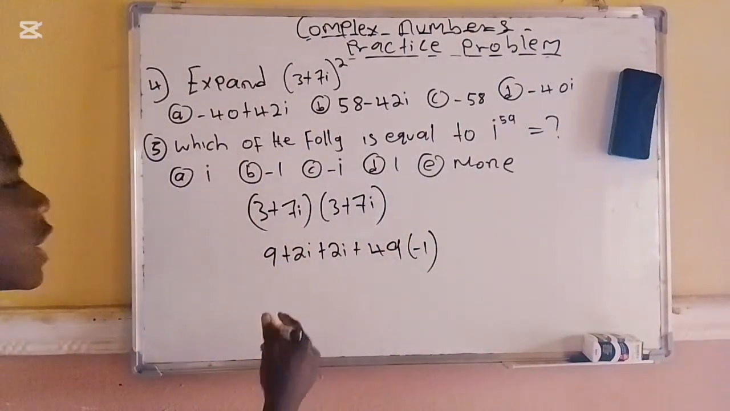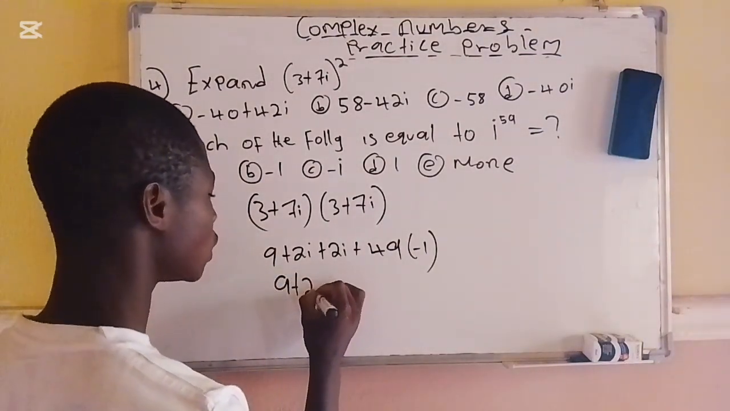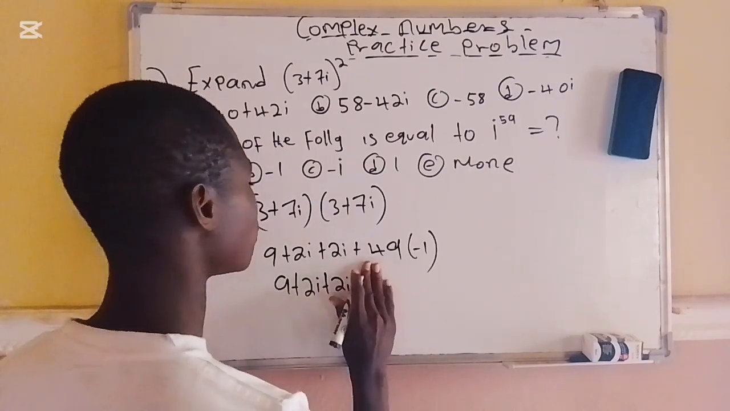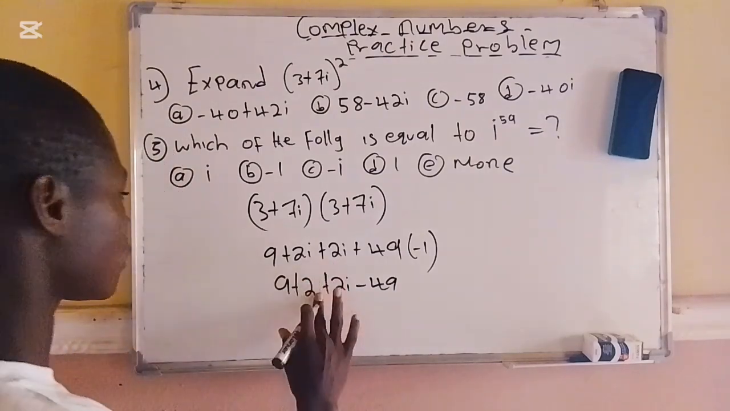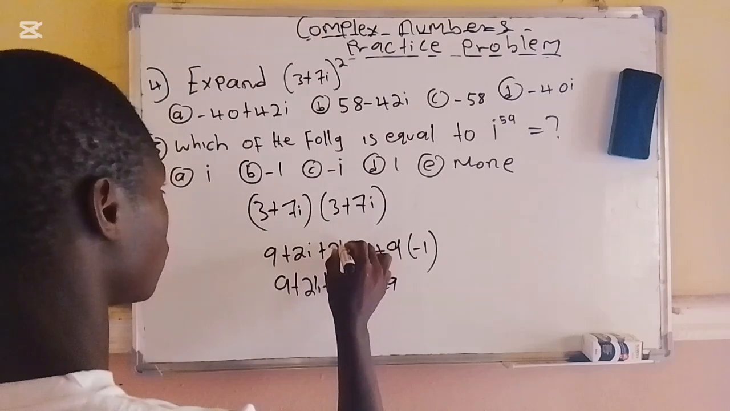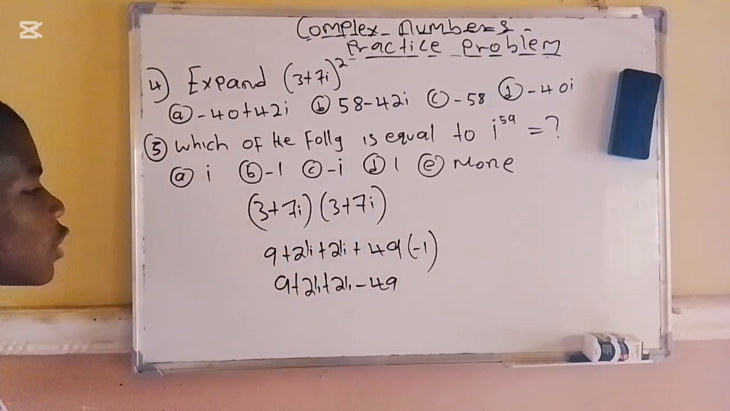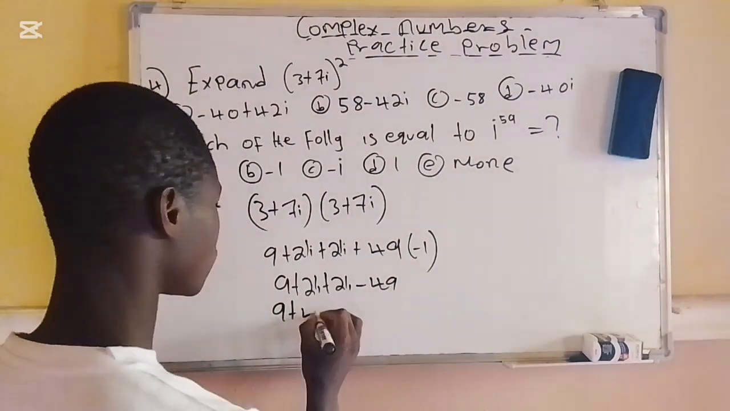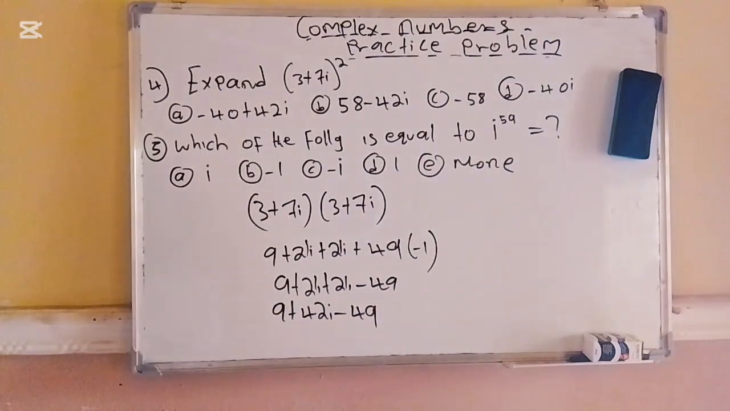And positive times negative gives me negative. So 9 plus 21i plus 21i, minus 49. 21i plus 21i gives me 42i. So 9 plus 42i minus 49.